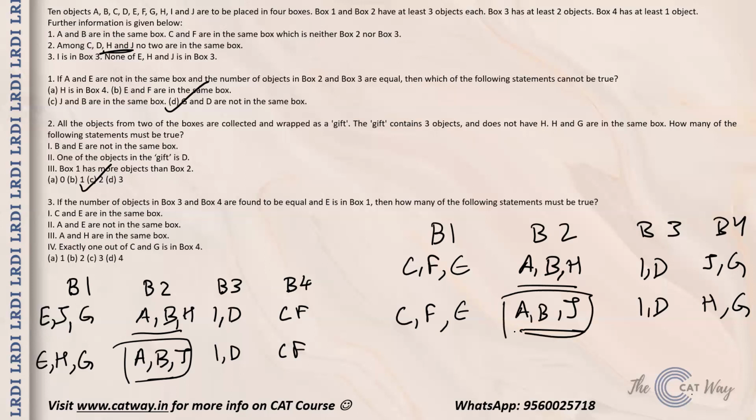Statement 4 is exactly 1 out of C and G is in box 4. So here C is in box 4, here G is in box 4. That means statement number 4 is definitely true. So out of the 4 statements given, statements 2 and 4 are definitely true. Hence 2 statements must be definitely true. That is option number B.